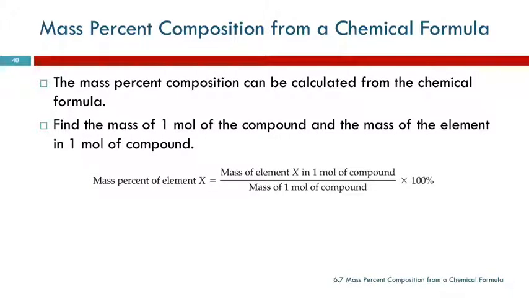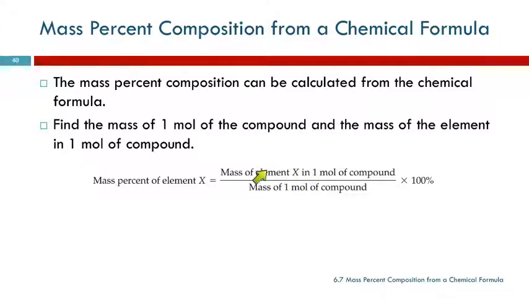So we can find the mass percent composition by doing an experiment, or we can calculate it from the chemical formula. So the mass percent of element X is still the mass of element X divided by the mass of the whole compound. But now, because we're looking at a compound and we're not looking at a specific sample, we need to just choose an amount to look at. And so what's convenient is to choose 1 mole.